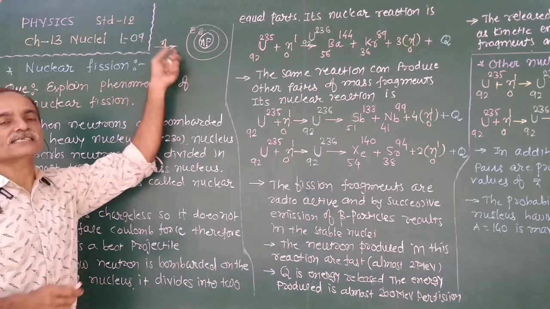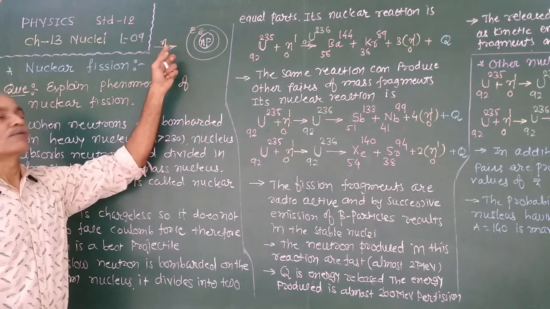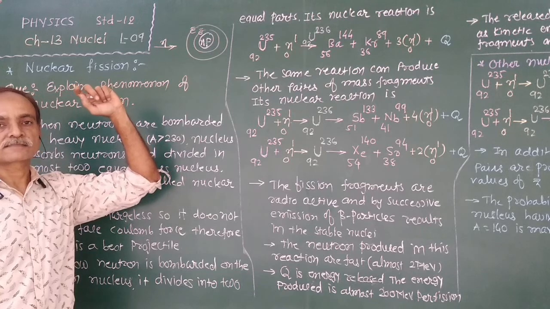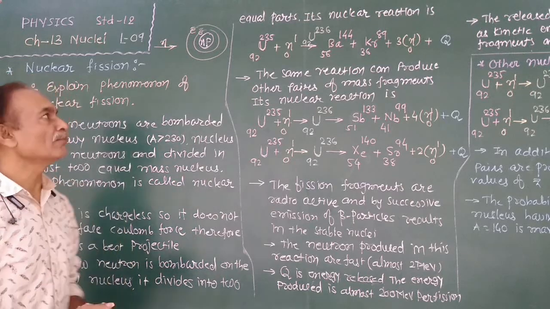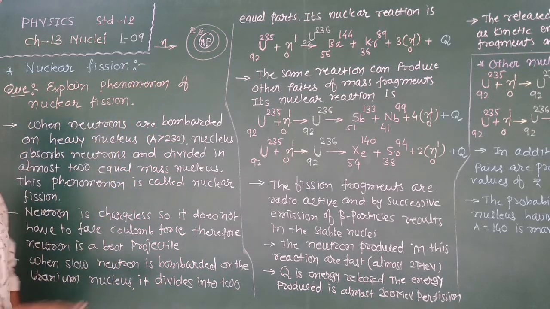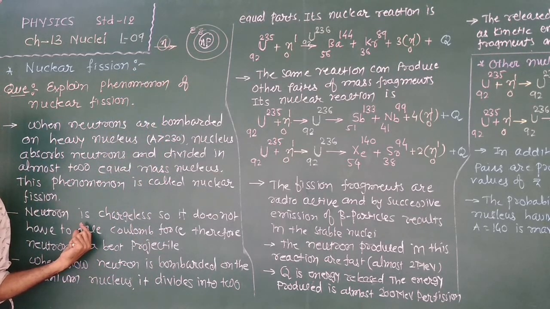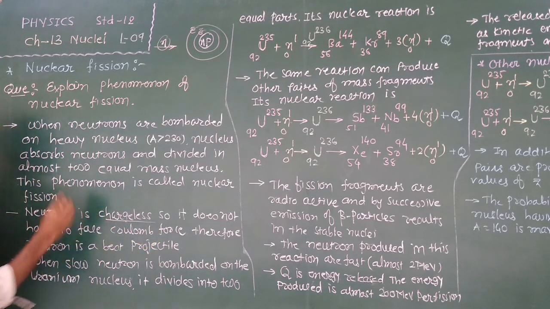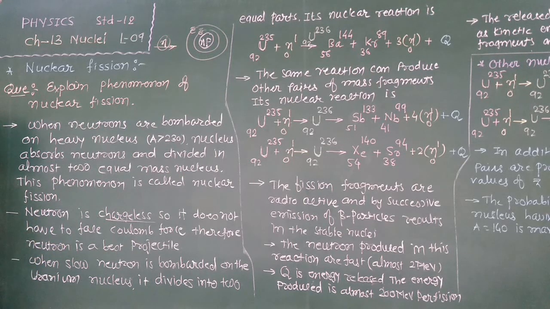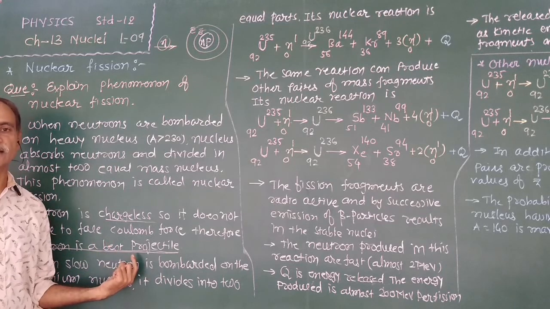The neutron is a chargeless particle. Therefore, the neutron does not have to face any Coulomb force. That means no Coulomb force acts on the neutron during the bombardment on a heavy nucleus. Therefore, the neutron is the best projectile particle. Again, the neutron is chargeless, so it does not have to face the Coulomb force. Therefore, the neutron is the best projectile.